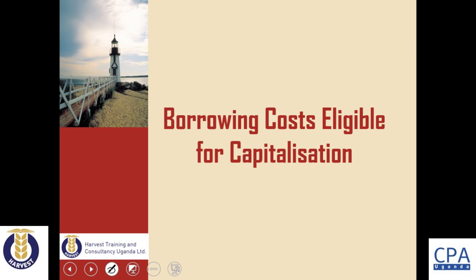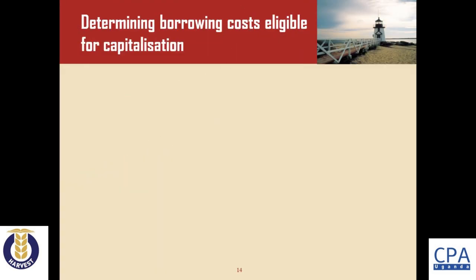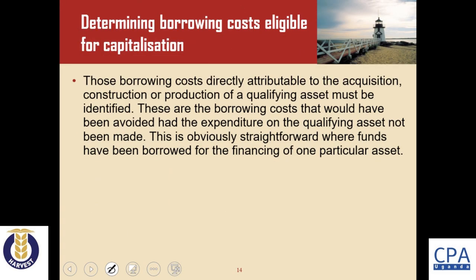So in the next slide, we move into those borrowing costs. How do we determine borrowing costs that are eligible for capitalization? So in the slide, we are saying those borrowing costs directly attributable to the acquisition, construction, or production of a qualifying asset must first of all be identified. You must identify, is it interest? Is it a finance charge? Or is it an exchange gain, as we have given in our examples of borrowing costs?